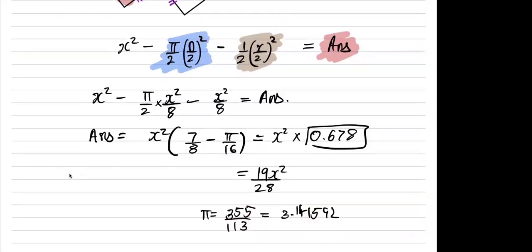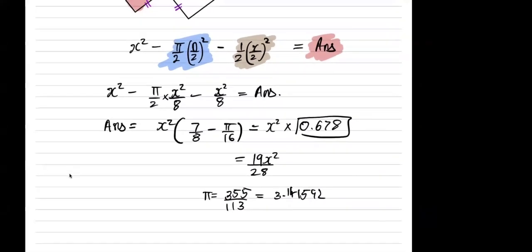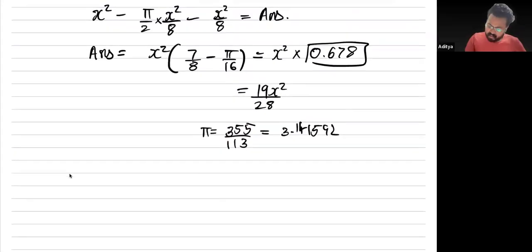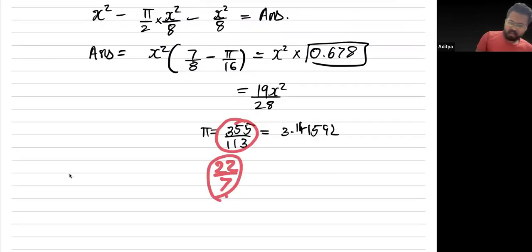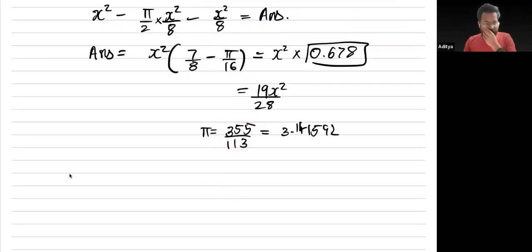Sir, in AMC, what should we take the value of pi as? Unless it is specified, you can take it as this or 22 by 7. 22 by 7 will be enough to get the answer. But if you want a very accurate answer, this is as accurate as you can get for any conditions.